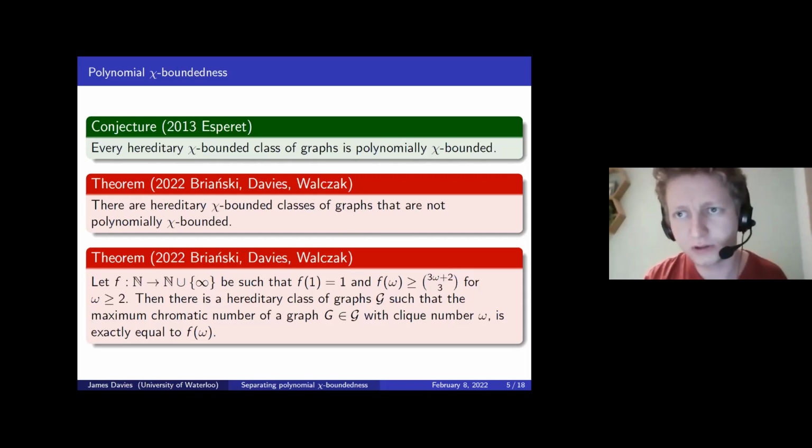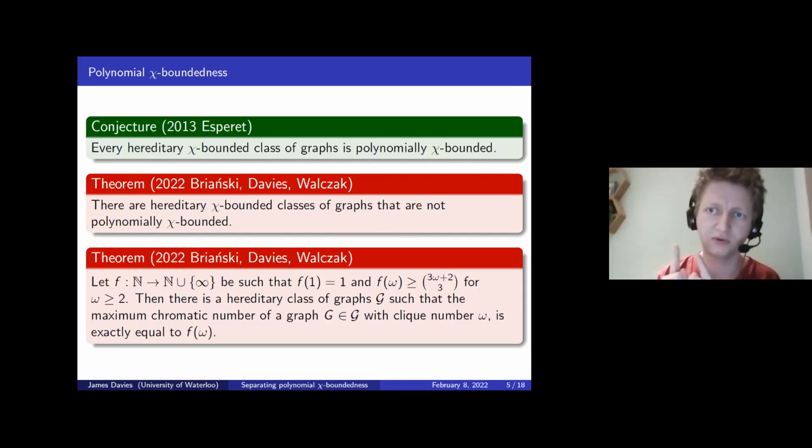Roughly what this says is two things. One, we can get this separation for chromatic number between consecutive cliques, no matter how large. The other thing it says is that we can construct classes with arbitrarily fast growing chi-bounding functions. And we can make those chi-bounding functions exact, so long as they're big enough.